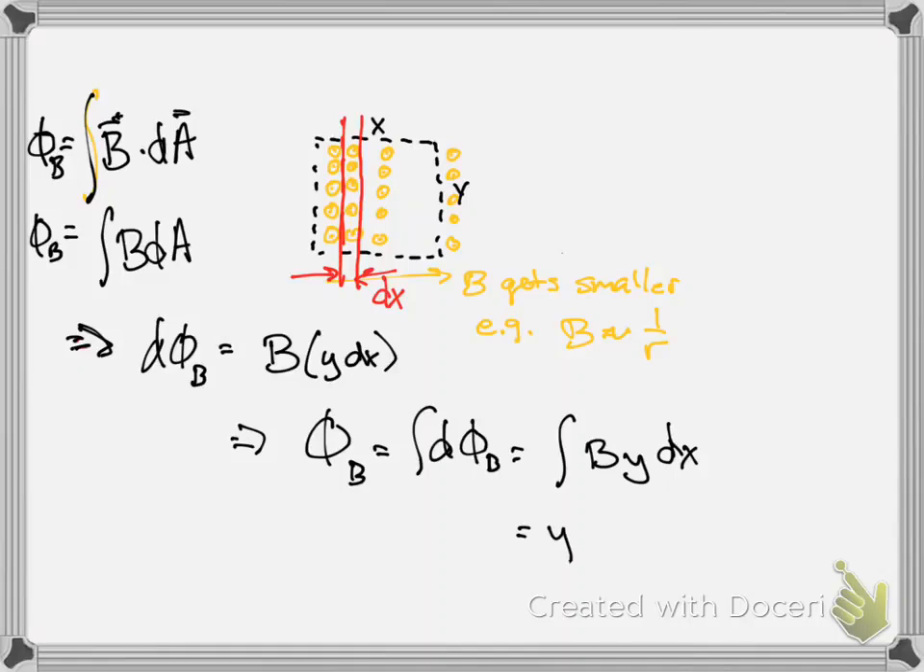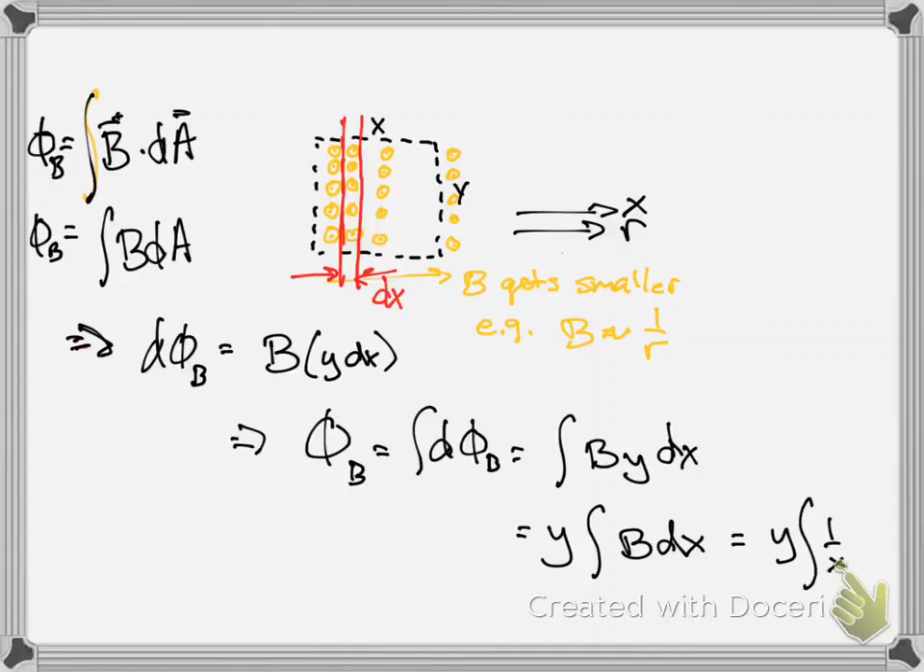Y is a constant, so I can take that out, and so I've just got B dx, and B changes as a function of x as 1 over r, or 1 over x. The radial direction was implied to be that direction, which is also the x direction, so those are the same variable. And so we've got y times the integral of 1 over x dx. Then we would just have to integrate from 0 to the final width of the loop, from 0 to x. That would give us the flux in that dotted loop that has area x times y. I'm not going to do the rest of that integration for you. You can do it yourself. It's on the homework.